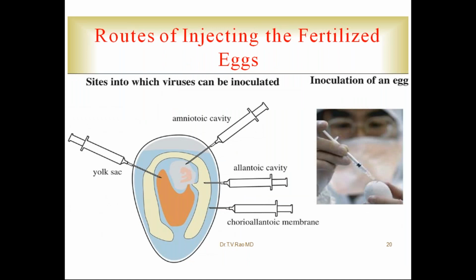See, routes of injecting the fertilized egg. One person is injecting the virus through a syringe into the egg. The material injected is called the inoculum. In the diagram, you can see the sites into which viruses can be inoculated: the amniotic cavity, yolk sac, chorioallantoic membrane, and allantoic cavity. By various routes we can inoculate various sites. These are the various routes of injecting the fertilized, embryonated hen's egg.